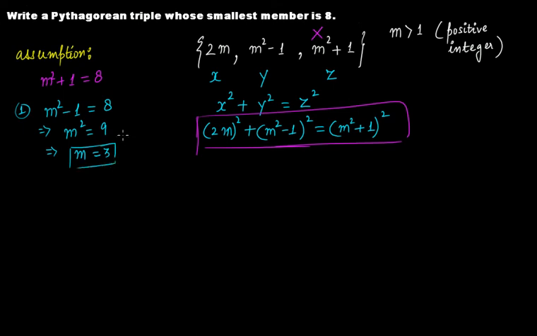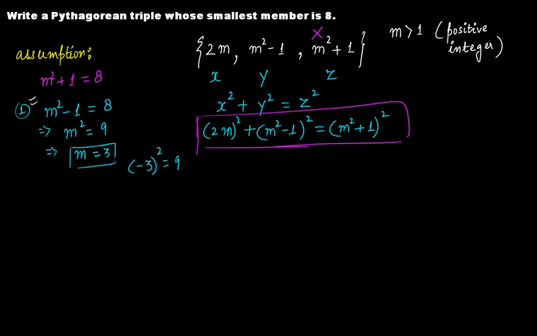Now some of you will say, hey, we can even put m is equal to minus 3, because minus 3 squared is equal to 9. Yes, you are correct, but minus 3 will not be correct here, because m can only take values that are greater than 1 and positive integers, right? So this is neither a positive integer nor greater than 1. So m is equal to 3. It means that this assumption is correct. That is, if we assume that m squared minus 1 is equal to 8, then we get m equal to 3. But let's check this one also.